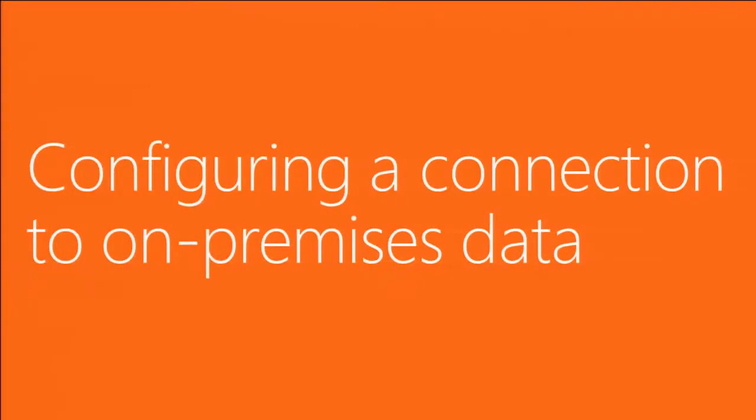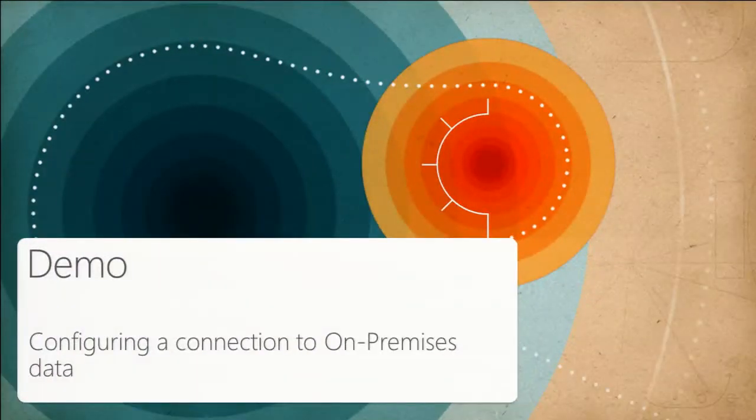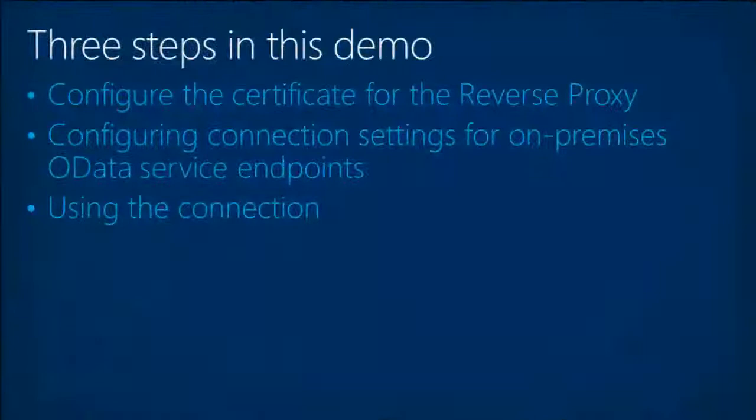So now let's talk about how that configuration is done. So I'm going to show you the first of my demos, which is how I can configure a BCS connection to on-premises data. And there are three steps, broadly. So first of all, I need to set up the certificate that the reverse proxy will use.